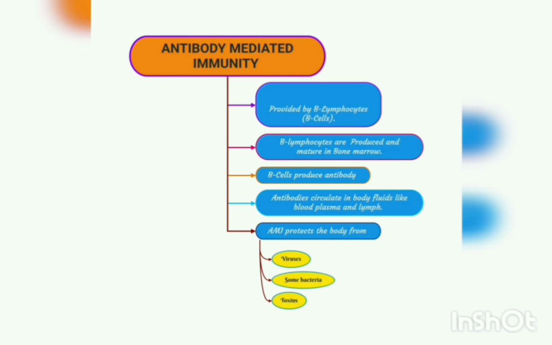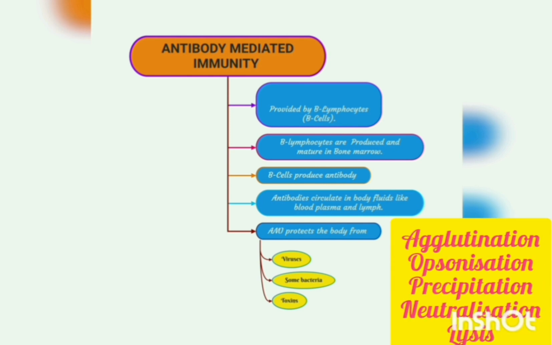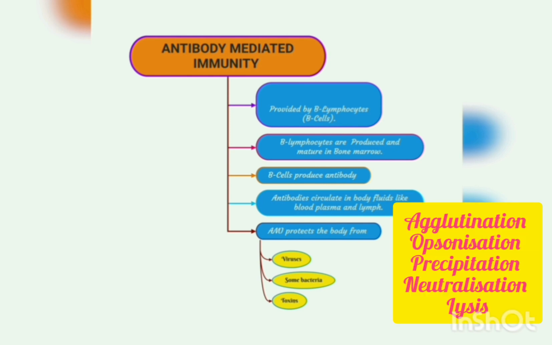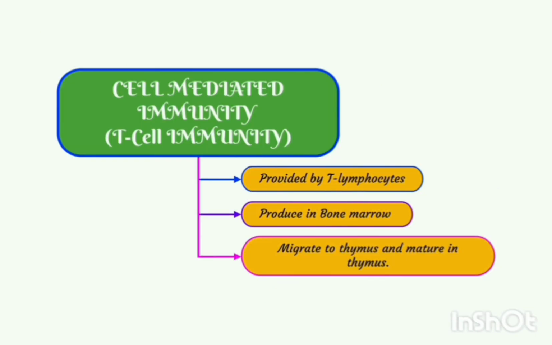B cells are produced in bone marrow by the process called hematopoiesis. These B cells mature in bone marrow as well. As B cells produce antibodies, this type of immunity is also known as antibody-mediated immunity. These antibodies circulate in humors or body fluids like blood plasma and lymph, thus it is also known as humoral immunity. This immunity protects the body from viruses, some bacteria, and toxins produced by pathogens in various ways, like agglutination, opsonization, precipitation, neutralization, and lysis.